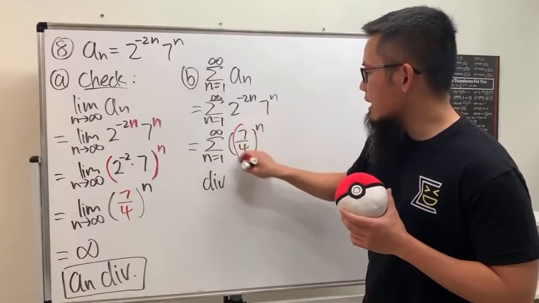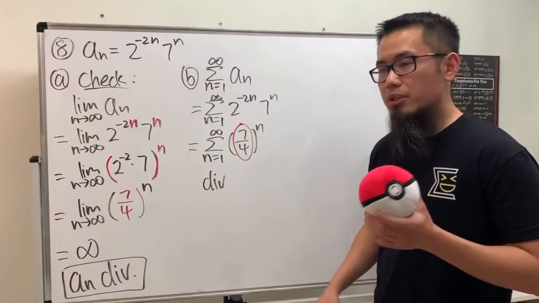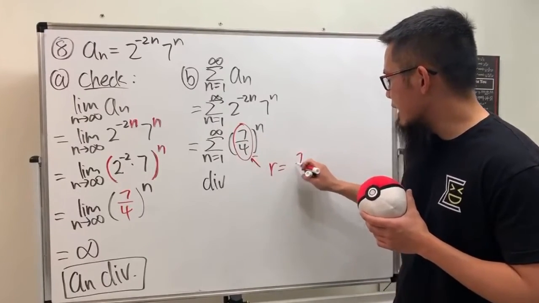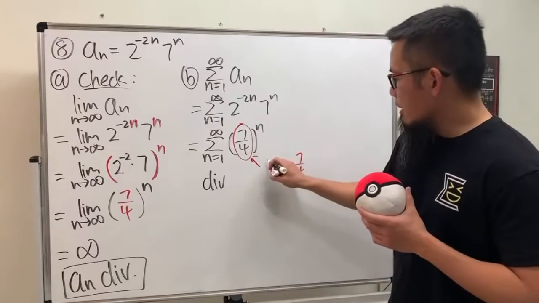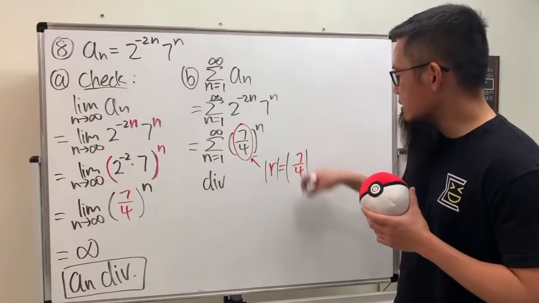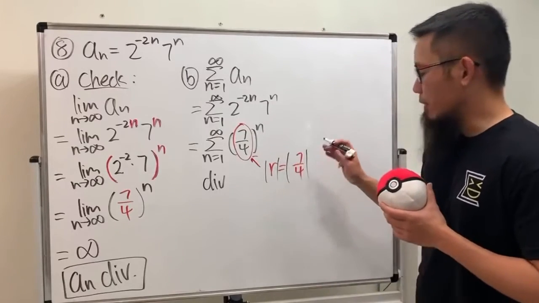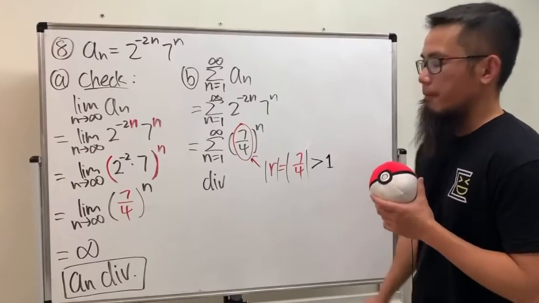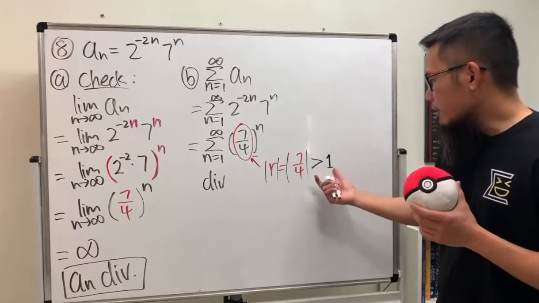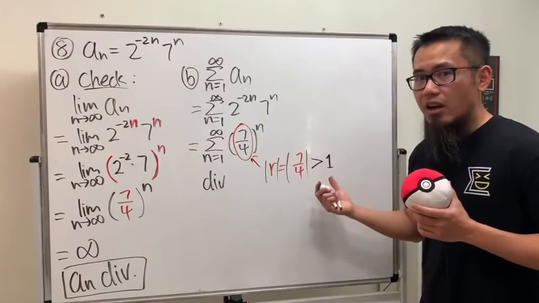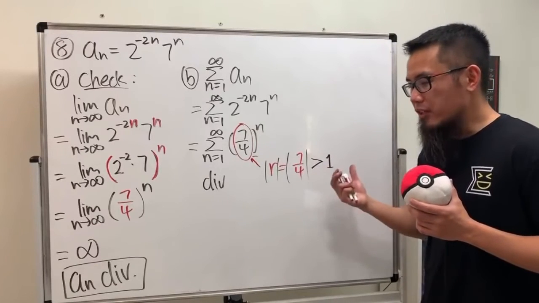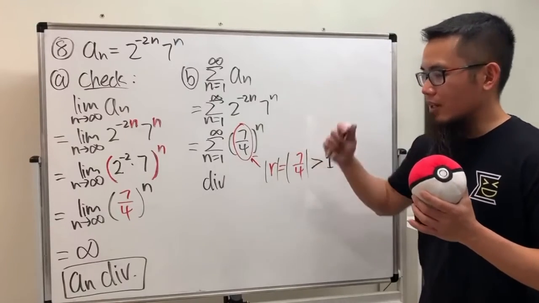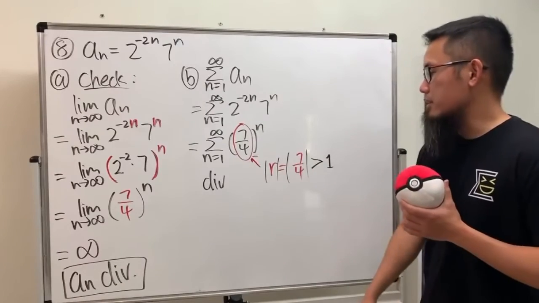Why? Because you notice that this right here is a geometric series. And to do so, you can just say r is equal to 7 over 4. If you look at the absolute value of r, this is the absolute value of 7 over 4, but don't just tell me that. You have to tell me that this is greater than 1. And I insist you guys to write this down, because later on we'll be using different numbers in different tests to tell us if the series converges or not. So get used to this kind of things.